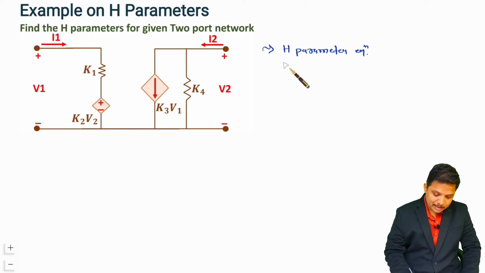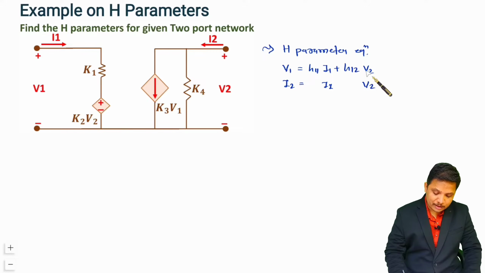When you want to write the H parameter equations, you should know the independent variables. The equations are based on the independent variables, that is I1 and V2, right? So you should write it like that, and then you can make the H parameter equations, that is V1 equals H11 I1 plus H12 V2, and I2 equals H21 I1 plus H22 V2. That is how the H parameter equations are, right?